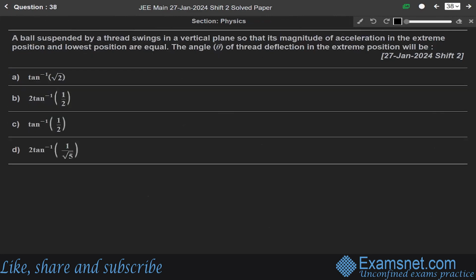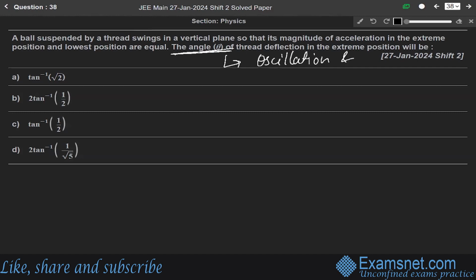Now next question, question number 38. This question says that a ball suspended by a thread swings in a vertical plane so that the magnitudes of acceleration in the extreme position and lowest position are equal. We have to find the angle of thread deflection in the extreme position. This question is from the chapter of oscillations and waves.